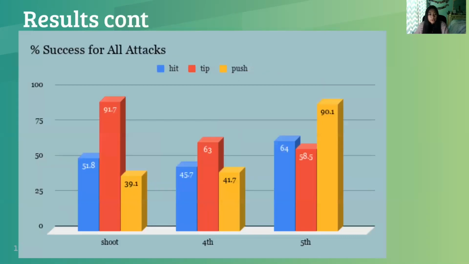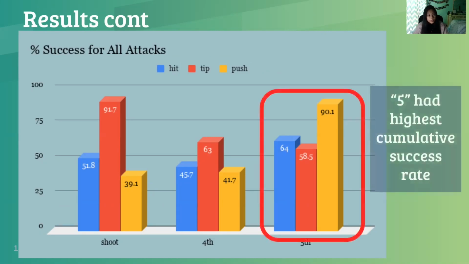The next figure represents the success rate for each attack type under each tempo throughout all rounds. It is significant to acknowledge the cumulative success rates of each of the tempos, with the fifth tempo at the highest success rate, followed by the shoot tempo, and then the fourth tempo, since the original hypothesis predicted that higher tempos would yield higher success rates.